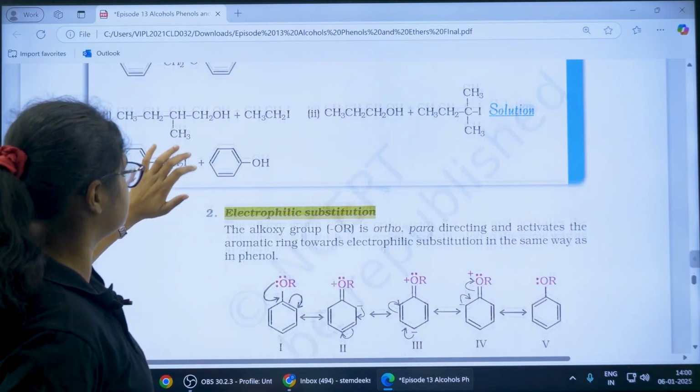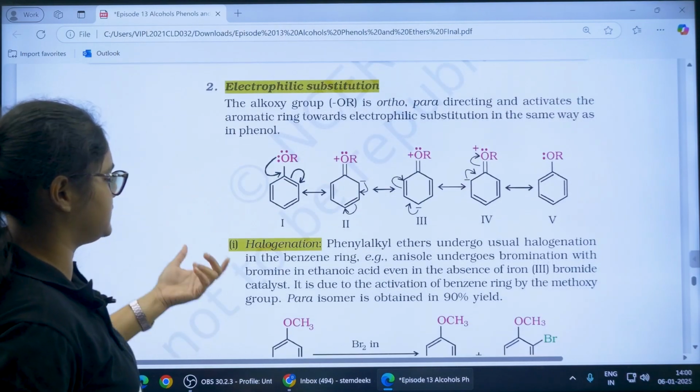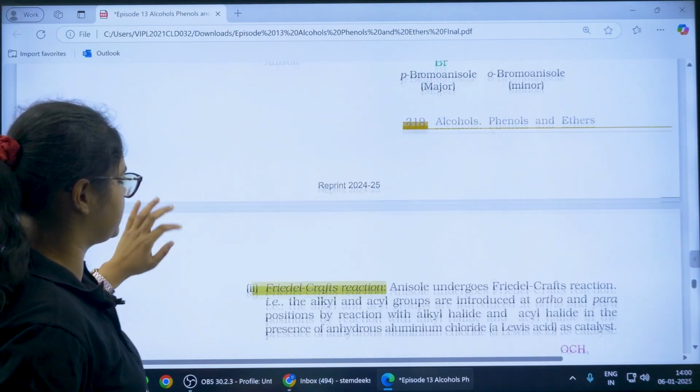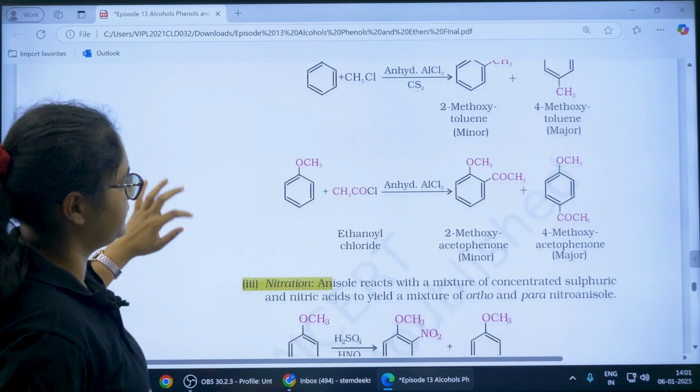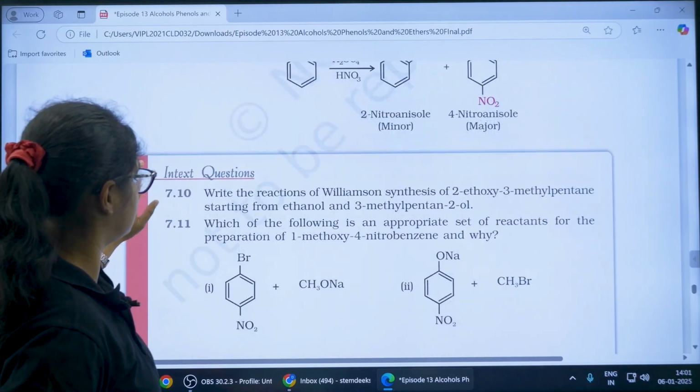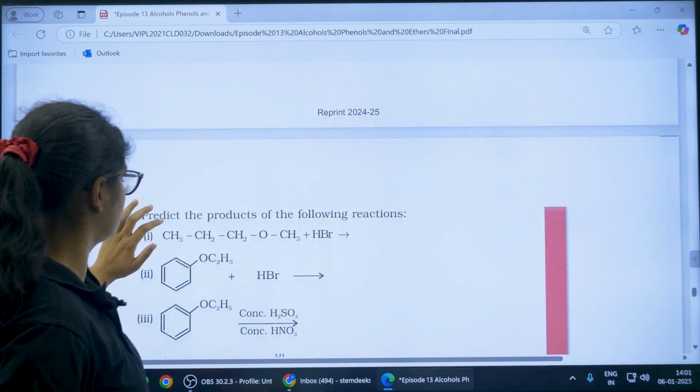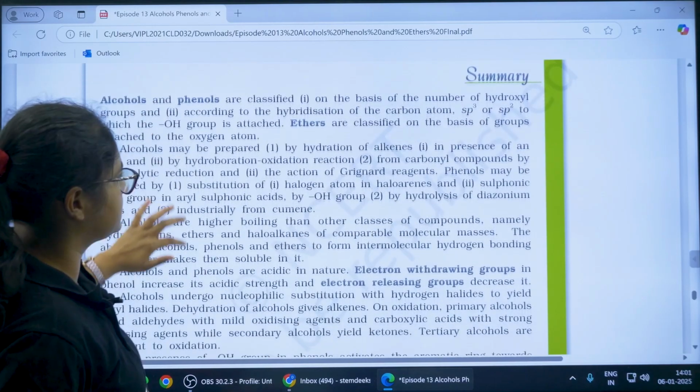Let these be examples: electrophilic substitution, very simple, halogenation, nitration, Friedel-Crafts alkylation, nitration, normal reagents are used. That's all in this chapter, students.